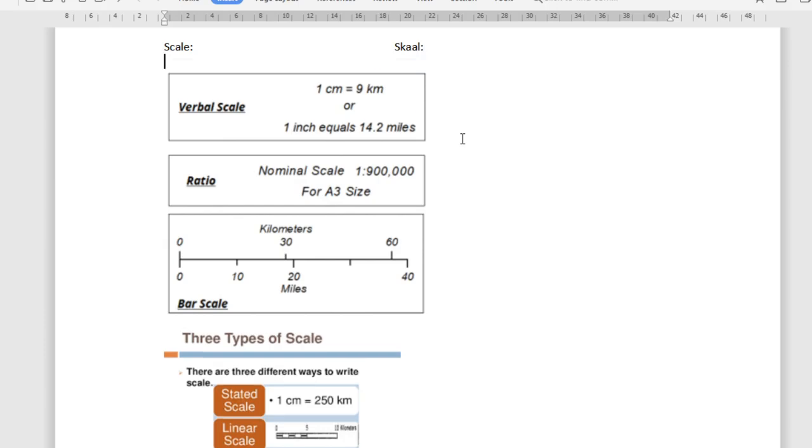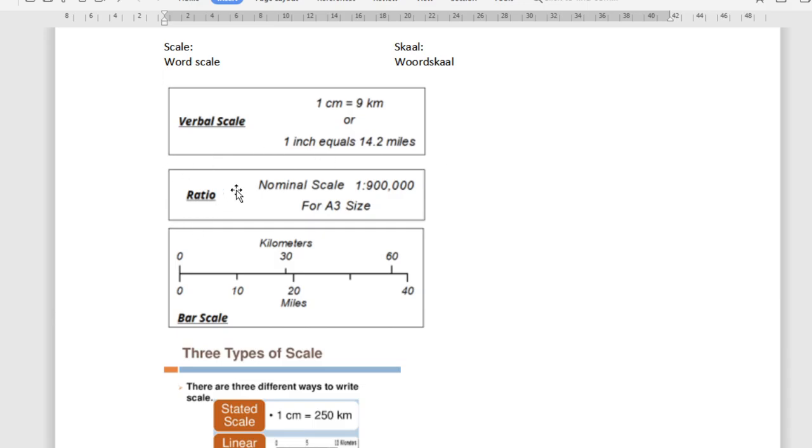So die eerste een is 'n woordskaal. Okay, so a word scale. They said here, verbal scale, word, verbal, same thing. So it basically tells us the scale in words. So it says 1 centimeter equals 9 kilometers. That is the scale. Of ons kan sê 1 inch equals this many miles. So we're actually saying it with words. Okay.